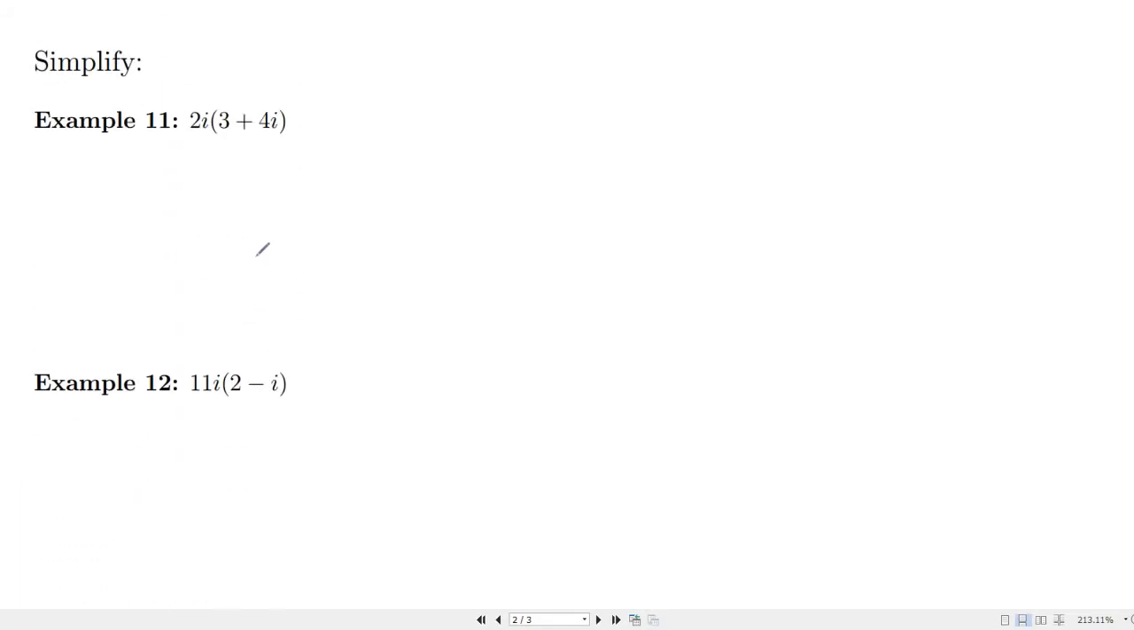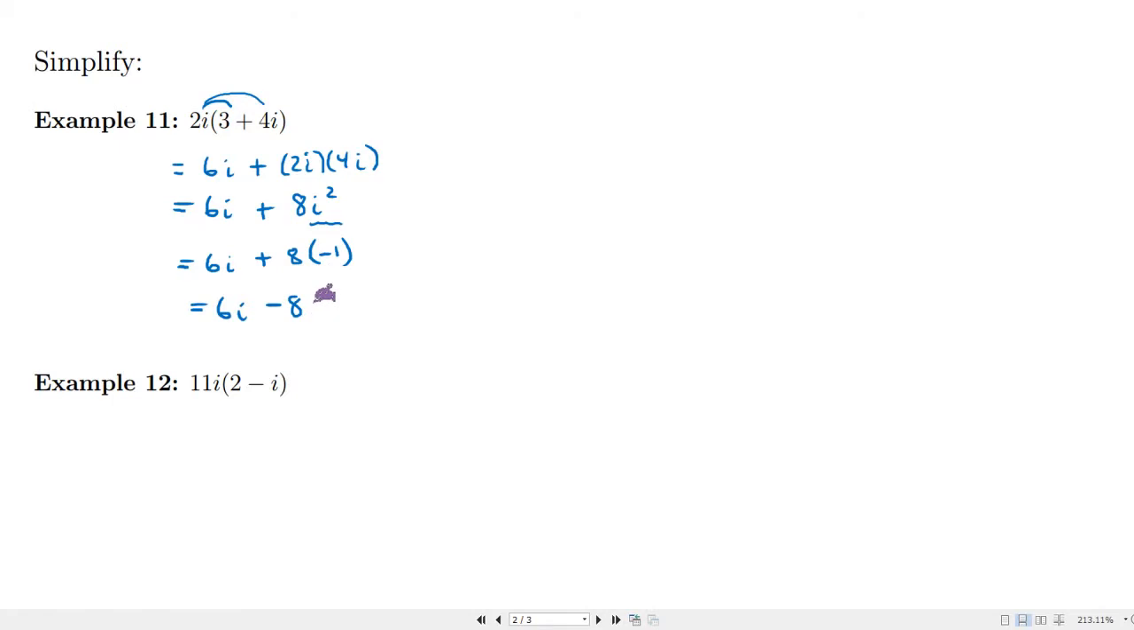All right, now let's do some multiplication. So if we are multiplying, we are going to distribute just like we have been doing with any other situation. So this would be 6i, and then plus 2i, 4i, and we'll figure that out. So 6i is 6i. We'll leave that alone for a second. But 2 times 4 is 8, and then i times i is i squared. And then 6i plus 8, and then what is i squared? Well, that's negative 1. So this is 6i minus 8.